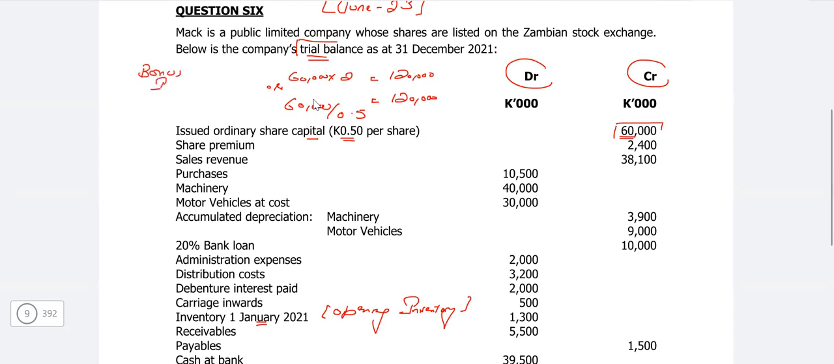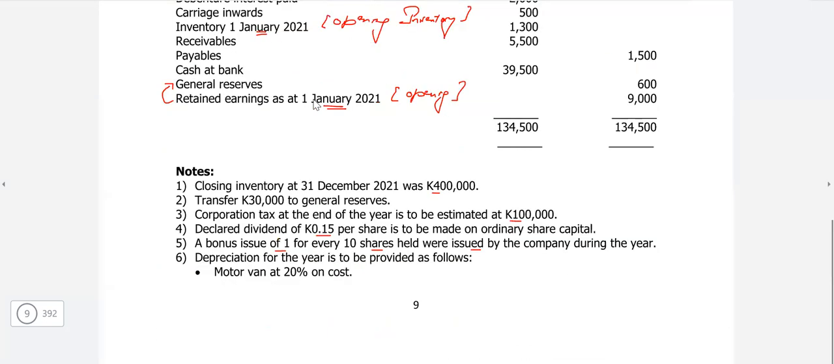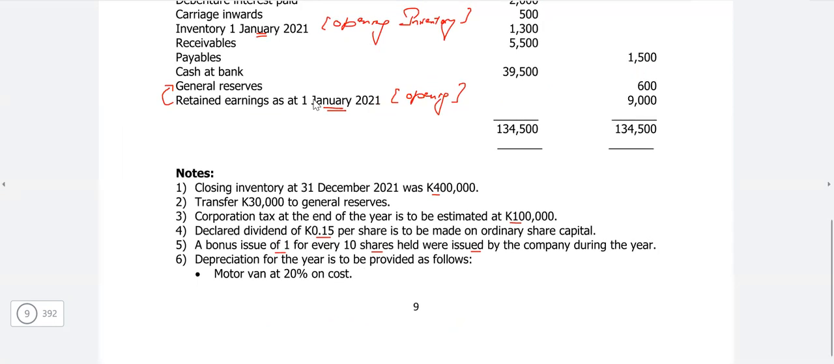It's quite easy. The number of shares is 1,20,000, and they say 1 share for every 10 shares. So the bonus issue shares would be 12,000. Once we have calculated these 12,000, we need to multiply it by the par value. So it is 1,20,000 into 1 by 10, and we get 12,000. These are the number of shares. Then we multiply 12,000 with the par value.